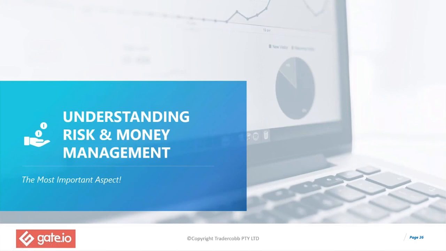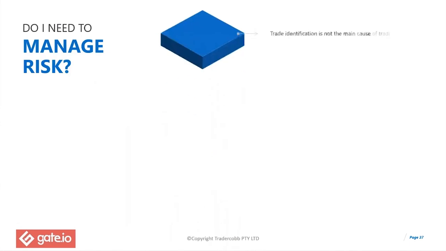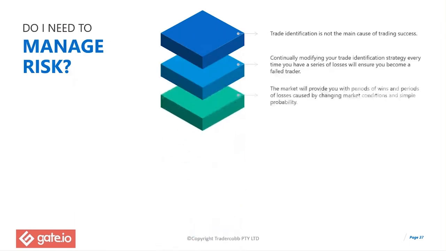Okay, understanding risk and money management. Do I need to manage risk? Well, trade identification is not the main part here, guys. Modifying your strategies, don't change anything. Okay, that's the best way to find yourself on that wheel of doom, you know, is by just chasing and chasing and never focusing on you becoming better and playing the blame game.